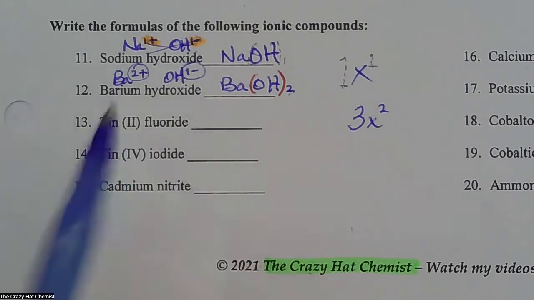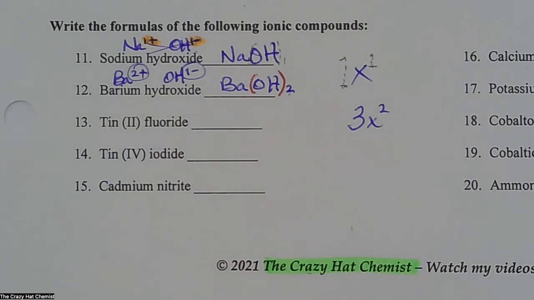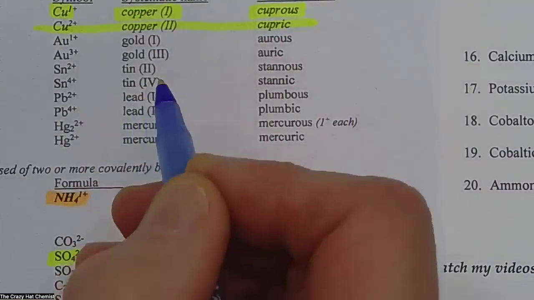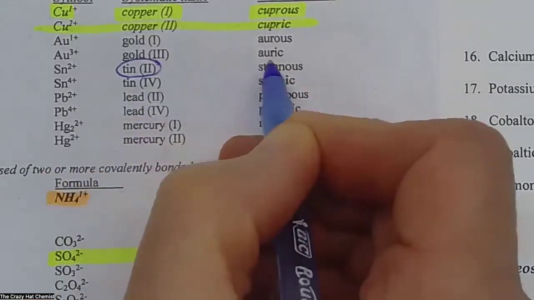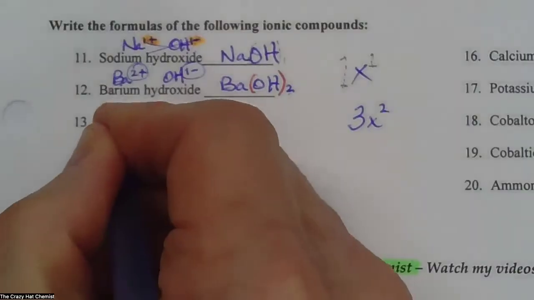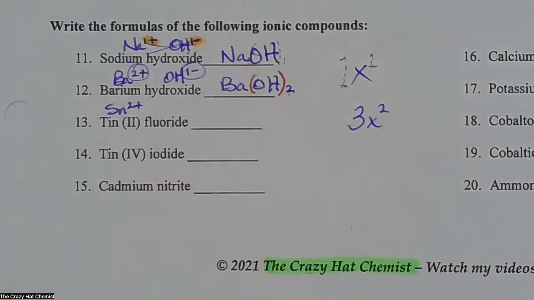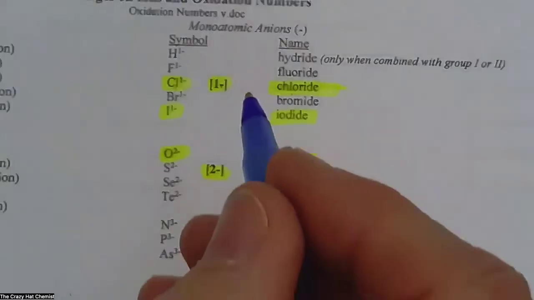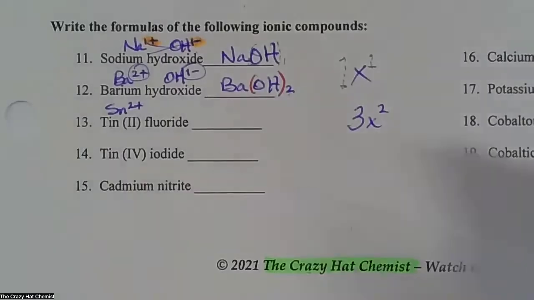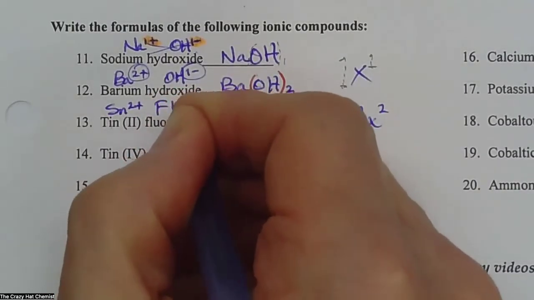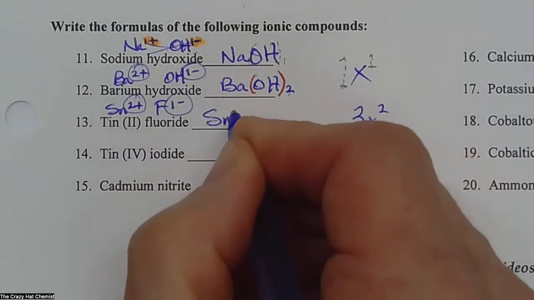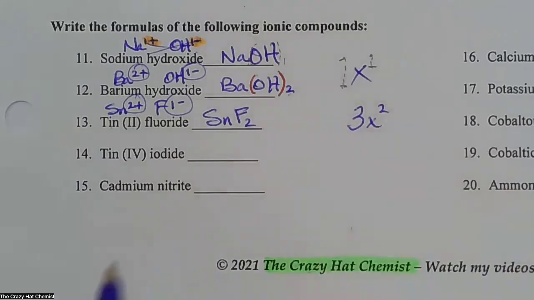The next one is tin Roman numeral 2. That Roman numeral 2 lets you know that it is a transition metal cation. So that is tin Roman numeral 2, otherwise known as stannous. That's Sn 2 plus. And then fluoride. Fluoride is a halide ion. That's right here as fluoride. That is an F with a 1 minus. So F 1 minus. I'm going to take the bull by the horns of these two numbers, flip them and bring them down. I'm going to get SnF2.